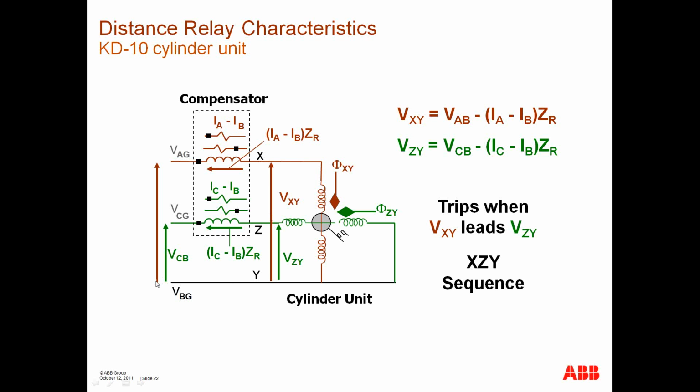Vxy, is the result of this loop equation around here. So that would be VAB from here to here. The voltage drop across the compensator, which is (IA minus IB) times ZR, would equal this quantity right here. Similarly, you have the voltage drop around this loop here, which is this quantity. And as I said before, where Vxy leads Vzy, you have an XZY sequence and you trip. Otherwise, you would restrain.